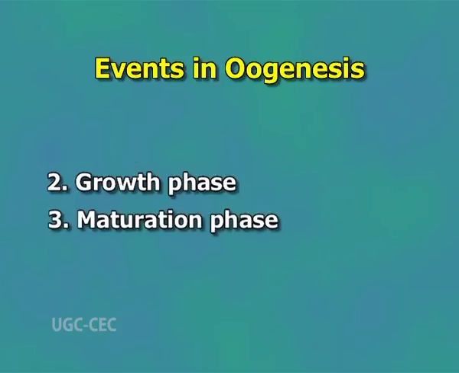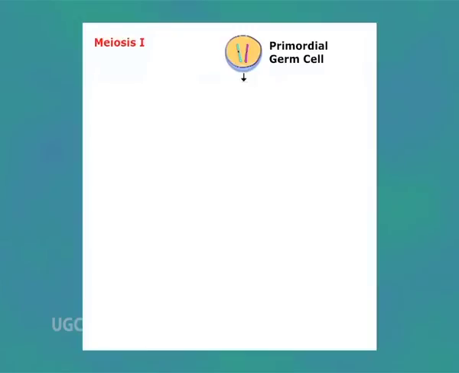Multiplication phase. The primordial germ cell undergoes propagation by mitotic division and forms oogonia or egg mother cell. By repeating mitotic divisions, oogonia multiply. When the mitotic division stops, the oogonia is known as primary oocyte and it enters into the growth phase.